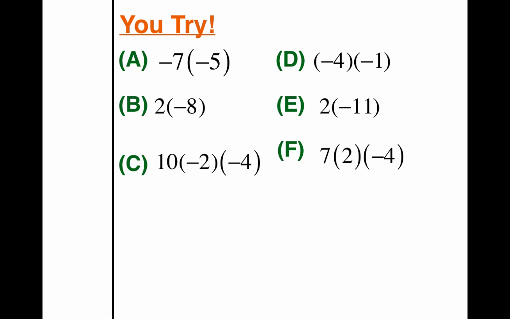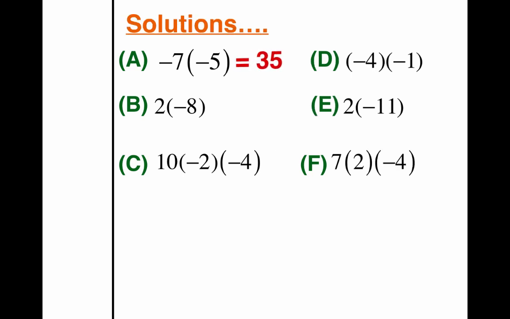All right, we're checking answers. Let's see how you did. First one for letter A is a match. A negative 7 and negative 5, that's a positive 35 because they match up. Second one, letter B, 2 times negative 8. Oh, they don't match. They're opposite signs. That's a negative 16.